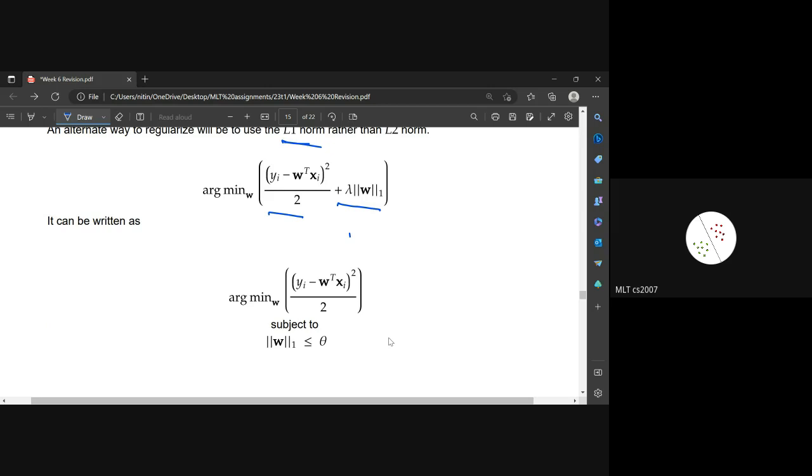The L1 norm here is the Manhattan distance. Here I'm taking the norm for a vector, so it is defined as, let's say, mod of W1 plus mod of W2 plus mod of W3. That's how you define it. Okay, thanks.